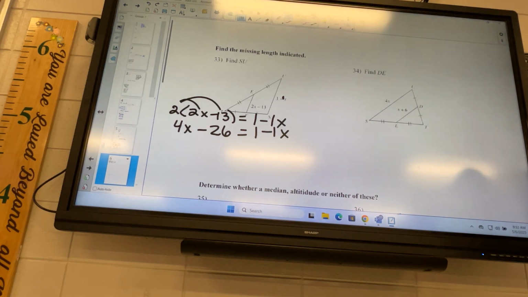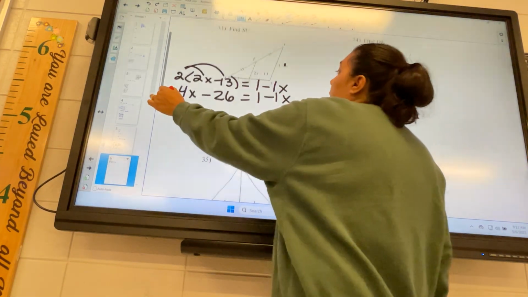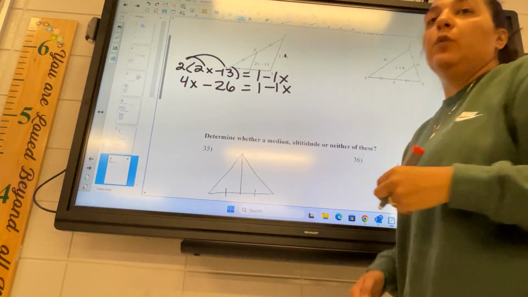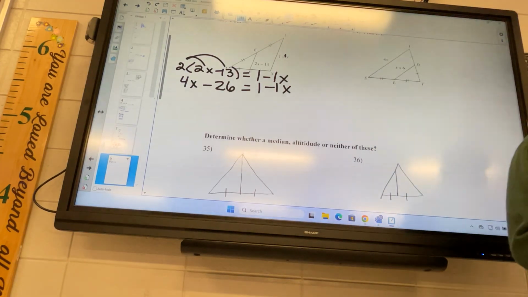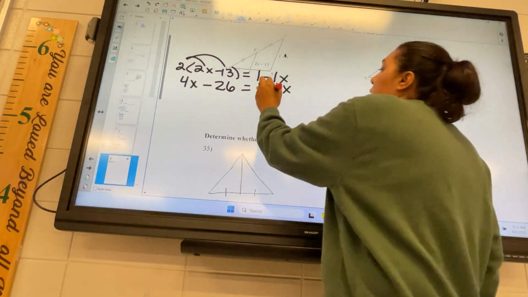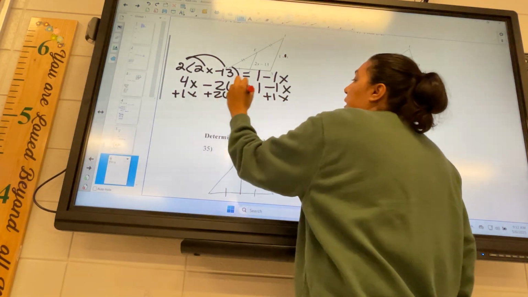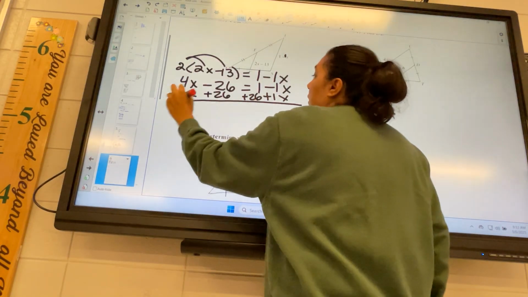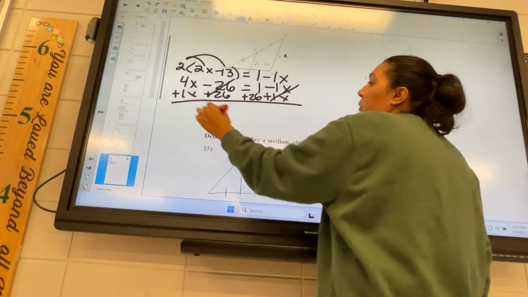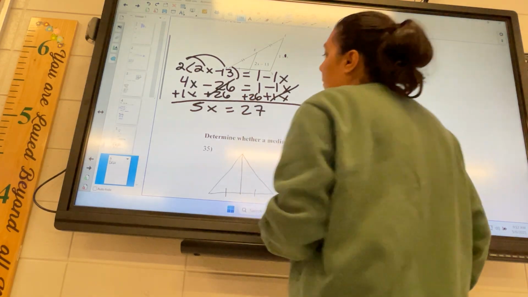Okay, we're gonna move our letters to the left and the numbers to the right. Who's getting moved? X and negative 26. Good, so this 1x and a plus 26. Okay, so we're gonna get 5x equals 27.